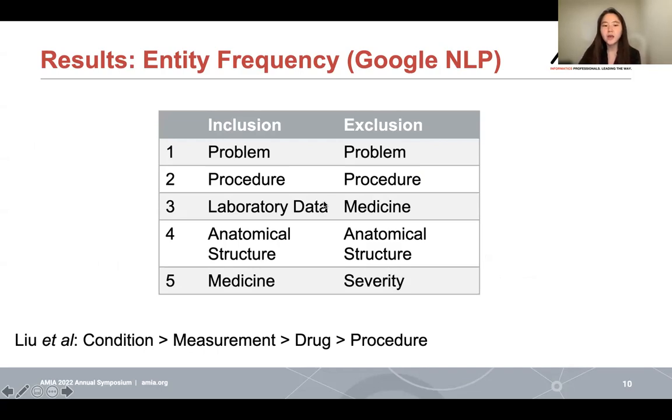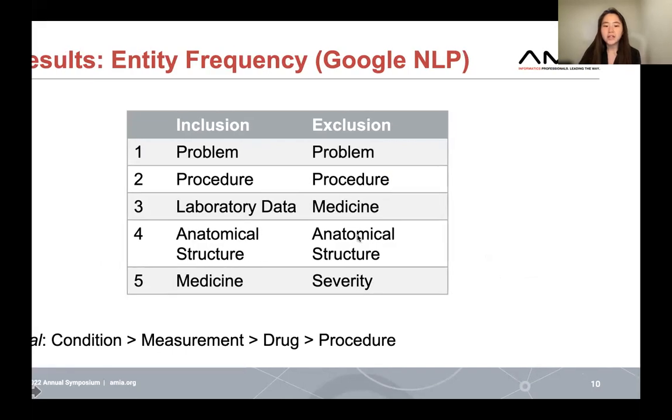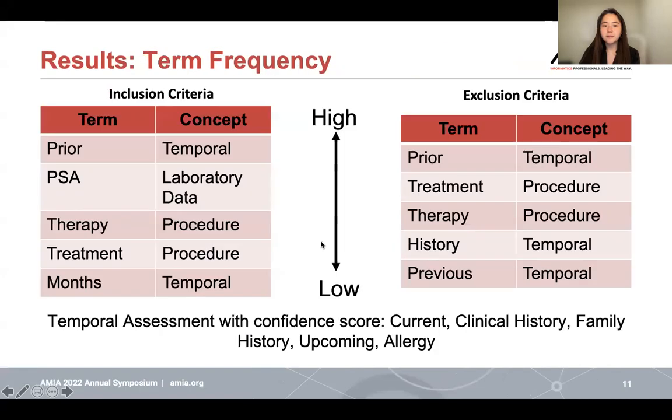A study in October 2020 identified about 87,000 medical entities in 352,000 trials. The four most common entities were condition, measurement, drug, and procedure. These four entities can be considered equivalent to the entities of Google NLP: problem, body measurement or lab data, medicine, and procedure, which were also found to be common among the prostatic neoplasm trials analyzed in this study.